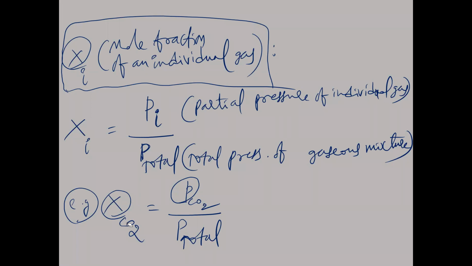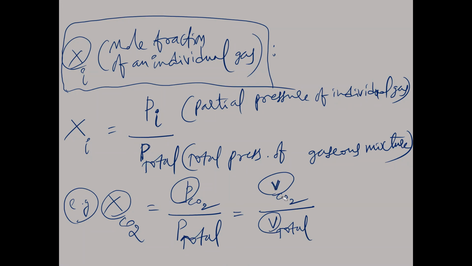Mole fraction of any individual gas is equal to partial pressure of that gas upon the total pressure of the gaseous mixture. This is called mole fraction of CO2. Now we can also express mole fraction in terms of volume: partial volume of CO2 divided by total volume of the gaseous mixture. Total volume of gaseous mixture means volume of nitrogen plus volume of oxygen plus volume of CO2.